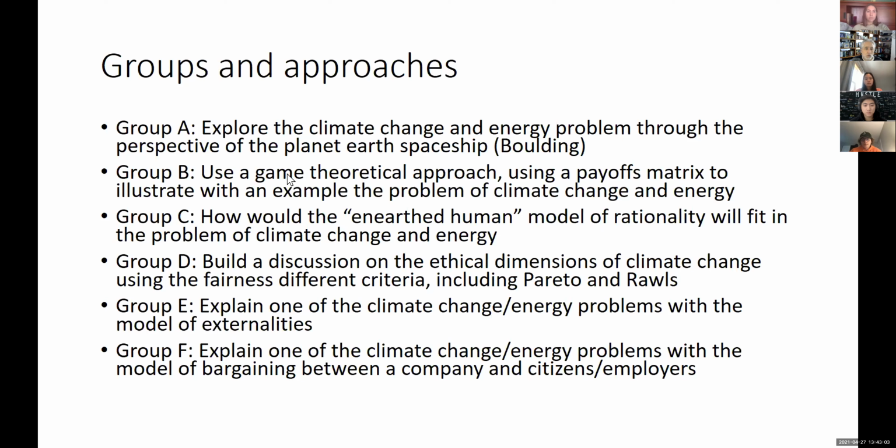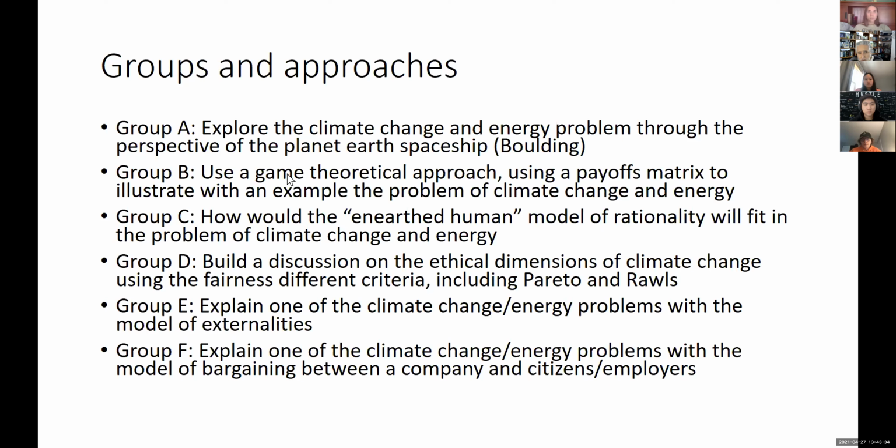So that's one more possibility: that in your group there might be someone who has done this anyway. Group C is going to think about this idea of the unearthed human, if you remember that, and how to apply different models of rationality to the problem of climate change and energy. And how would that apply to this particular challenge is what you're going to be doing in this group.